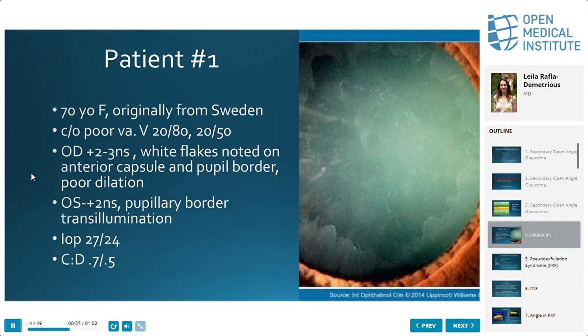This is her left eye, so she dilates a little bit better in the left eye. Her right eye does not dilate so well. Her intraocular pressures are elevated in both eyes, more so in the right, 27 than the left, and she has some moderate cupping in both eyes. So any ideas from anyone in the audience what this could be? Correct. All right, pseudoexfoliation syndrome.